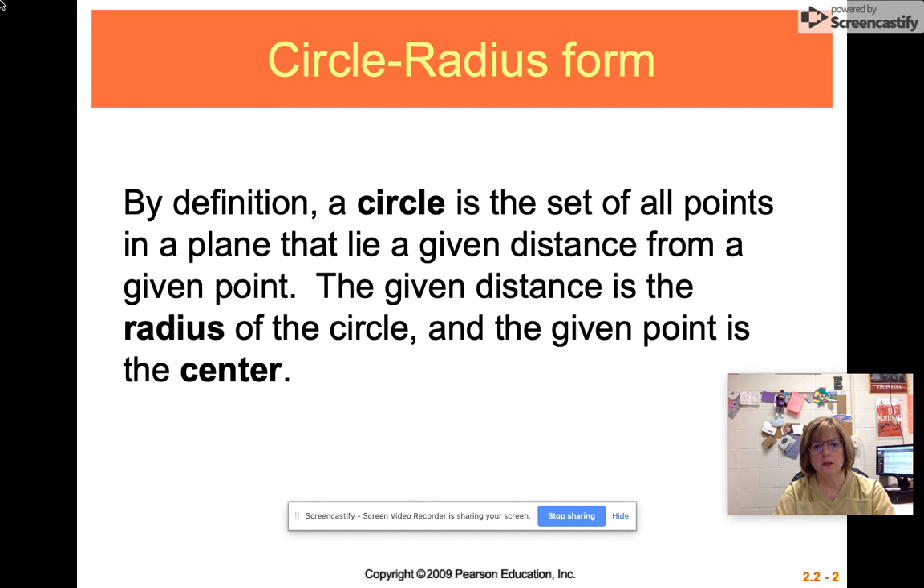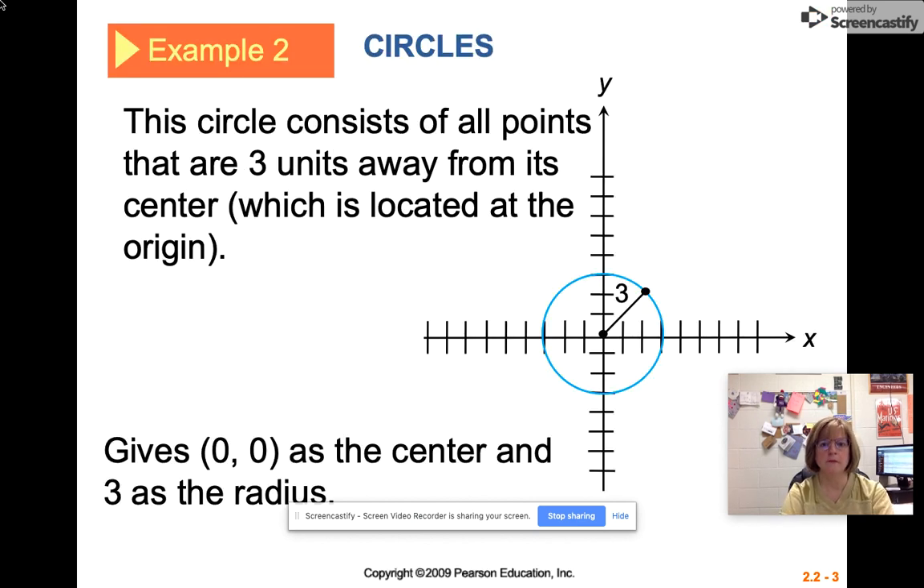Well, by definition, a circle is the set of all the points that lie a given distance away from a given point. These points are in the same plane, and this given point is called the center of the circle. The distance is called the radius of the circle. So here's a picture of what I'm talking about. What you see here is a circle consisting of all the points that are 3 units away from the center, which is located at the origin. So we would say the center of this circle is at 0, 0, and it has a radius of 3.